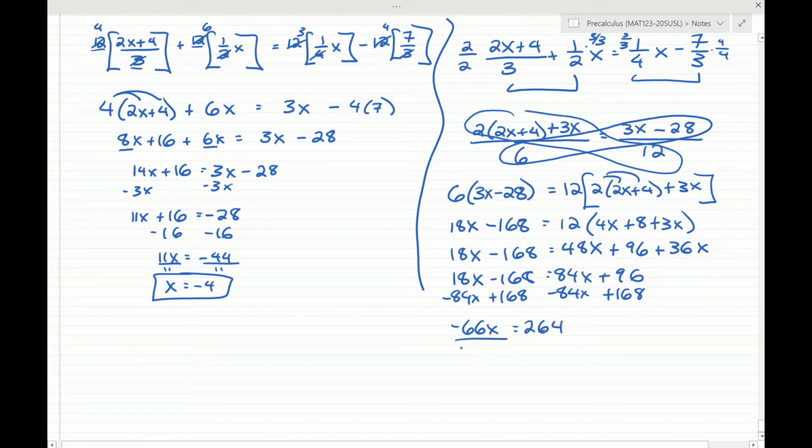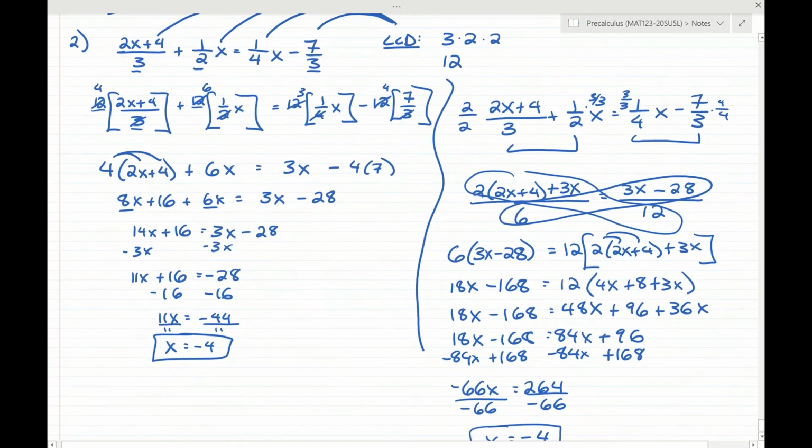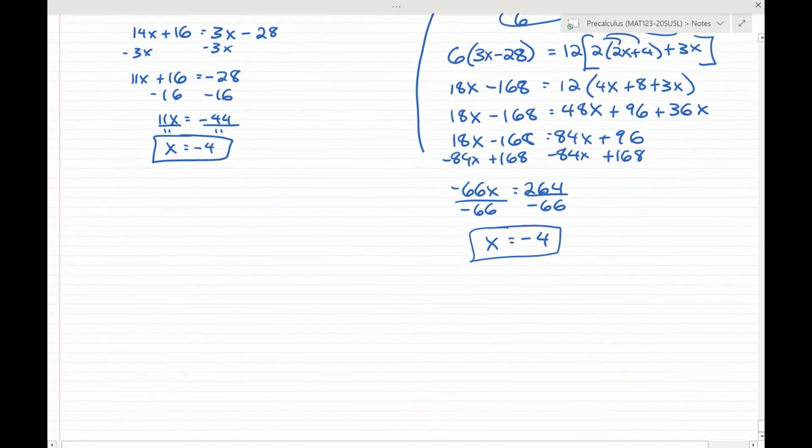And if we divide both sides by negative 66, you can see that x would equal negative 4. So, I mean, we do get the same answer. I think the first way would be best. If looking at rational expressions, if you could just eliminate the denominators, I think that's a better approach than getting a common denominator and cross multiplying, although you do get the same answer.